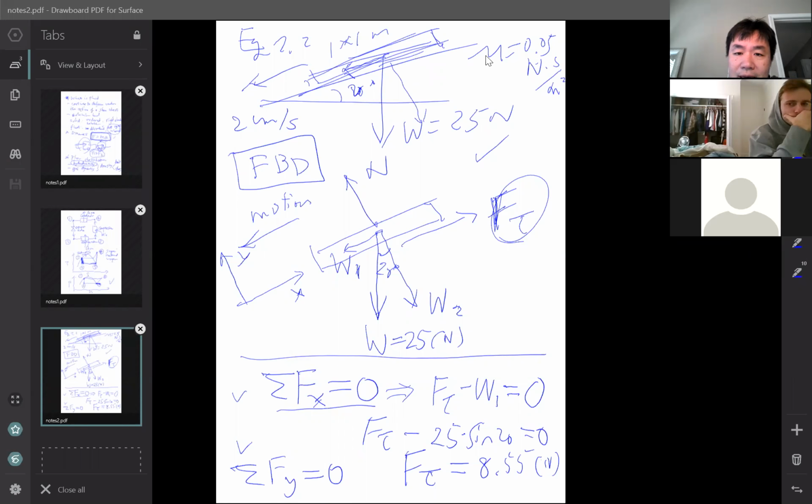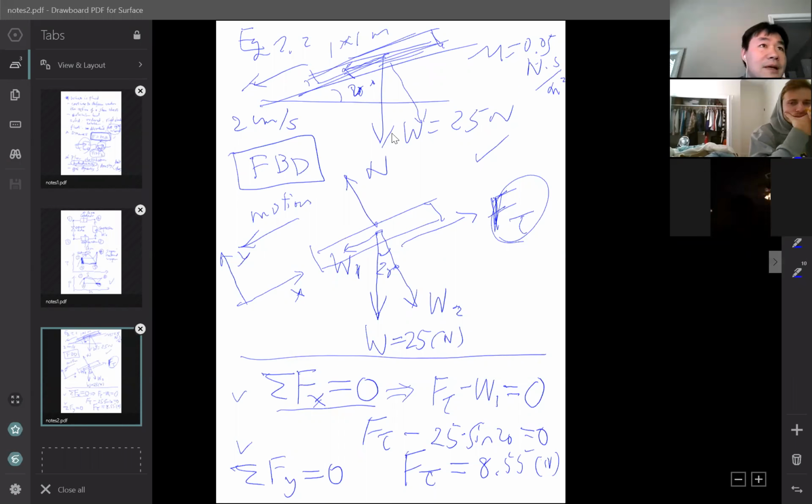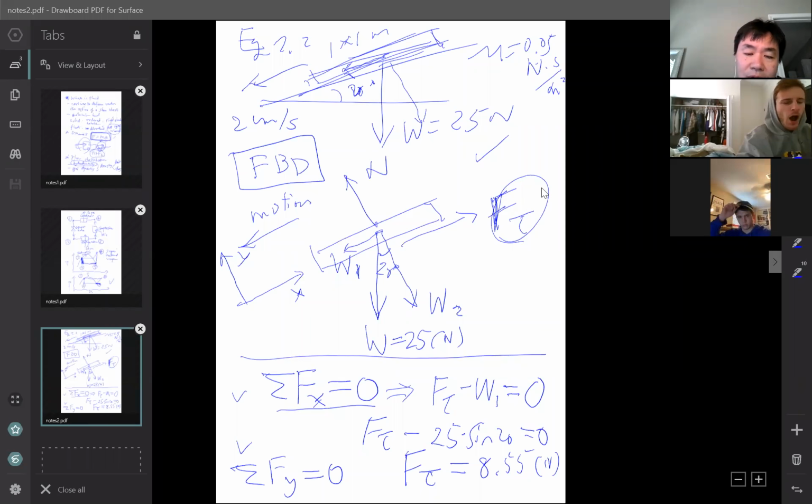So the way we attack the problem is this, right? We draw a free body diagram. We pick the board to draw the free body diagram first. I spent some time showing how to draw the free body diagram. I hope everybody knows how to do it.